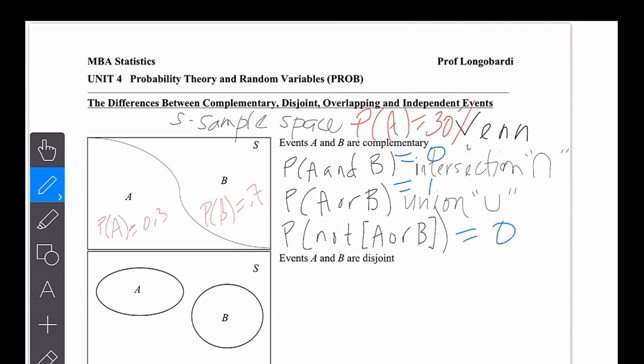So, in conclusion about complementary events, if you know that two events are complementary, you don't need to know the probability of an event occurring. It's automatically the case that their intersection is never going to happen, that one or the other happens with 100% chance, and that the chance of neither of them happening is impossible.